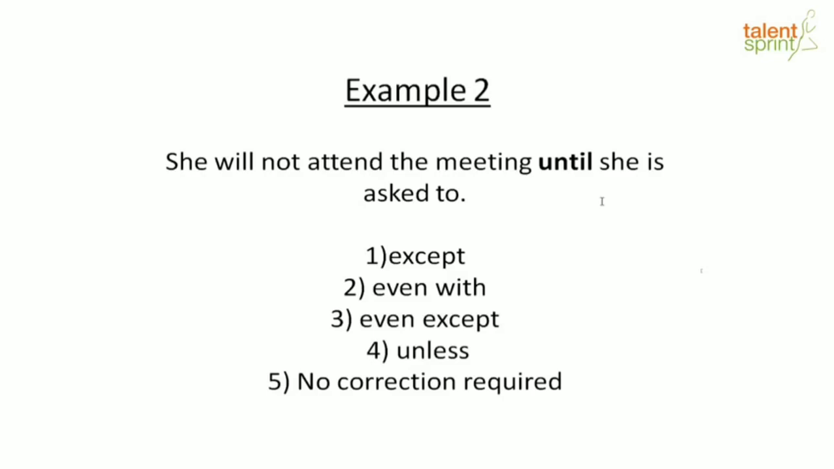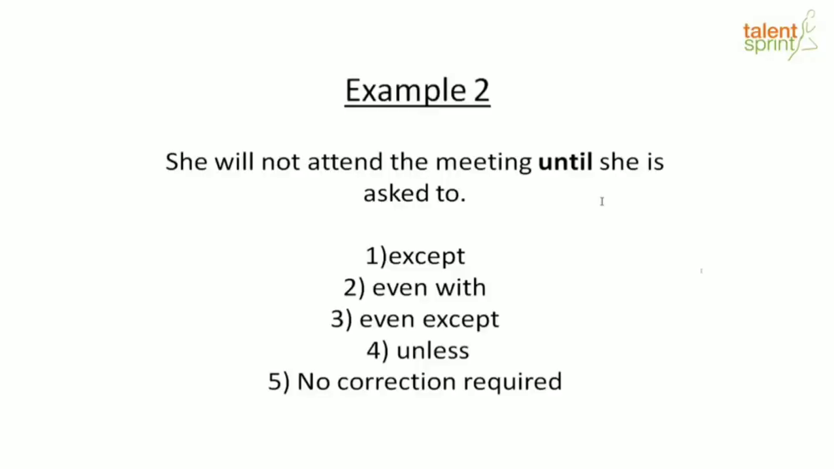Except as a conjunction brings in the meaning of other than, right? Is that the meaning that we need in this context? She will not attend the meeting other than she is asked to? Does not make sense. She will not attend the meeting even with she is asked to. With again is a preposition that brings in the meaning of together, accompany. That is not the meaning we require in this context. And then I have even except, which we already saw the meaning of except.